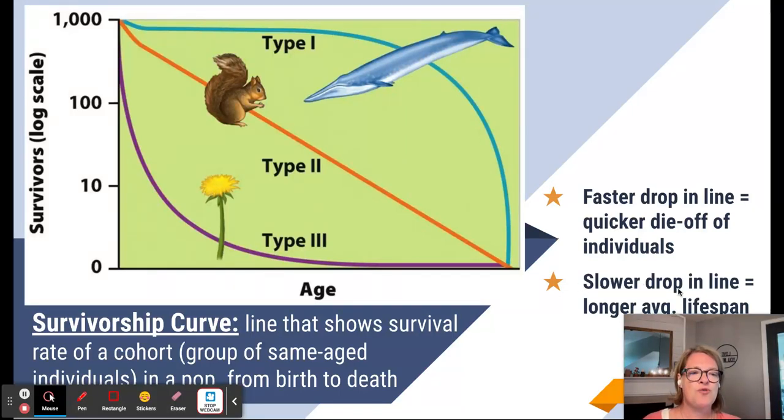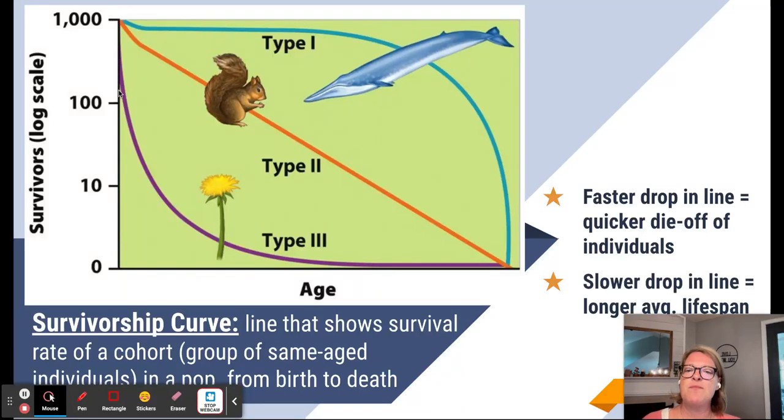This slower drop in the line equals a longer average lifespan. We can look at this and see that type 1 individuals overall are surviving further. Their lifespan is longer, or they're surviving for more years than, say, a type 3 individual. With type 2 individuals, there tends to be a steady decline in the number of survivors. A lot of babies don't make it, and a lot of individuals are preyed upon, so that's a steady decline in the population size or the number of survivors.